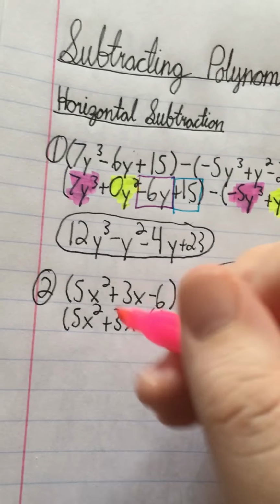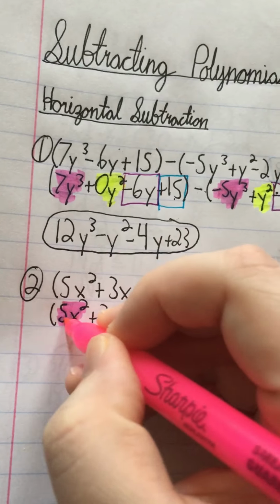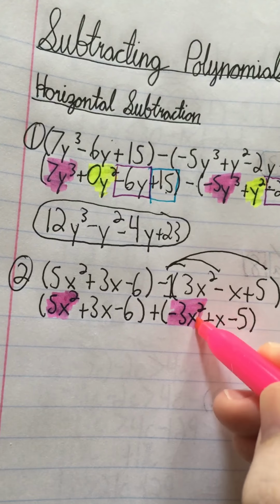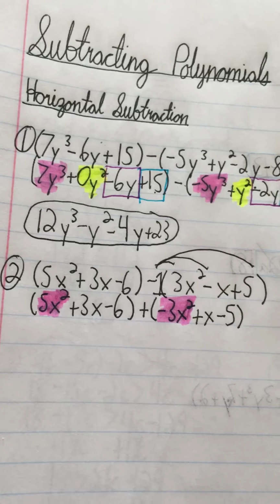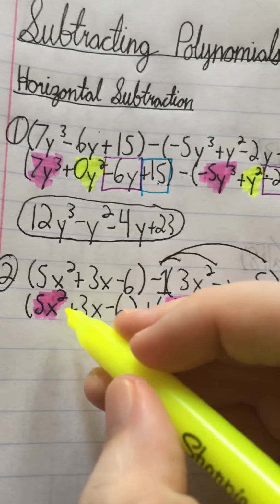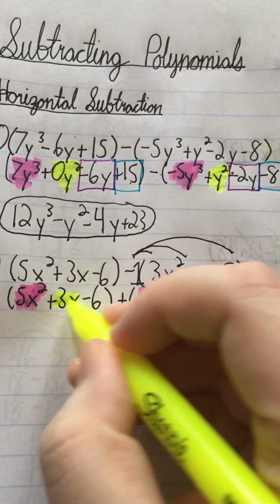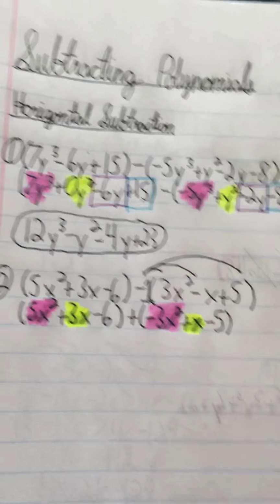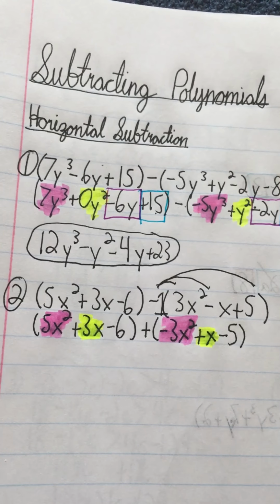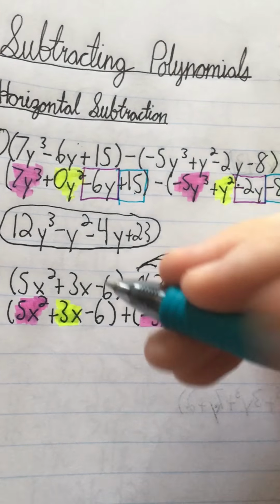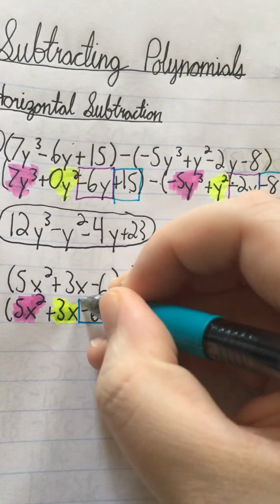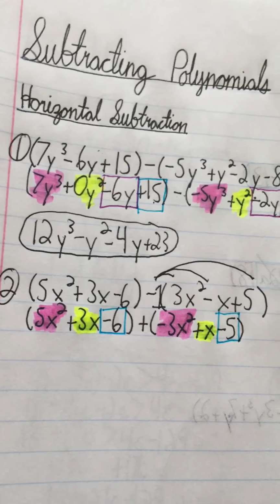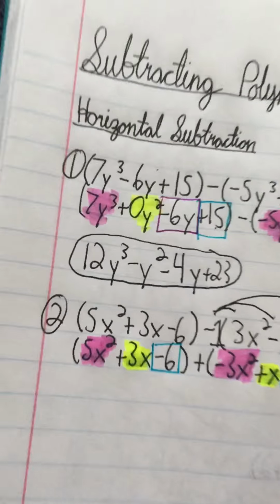So I'm going to highlight my like terms. So we have our 5x squared, and its like term is negative 3x squared. And then we have a 3x, and its like term is this positive x here. And then we have our -6 and our -5. So we're going to go through and combine.